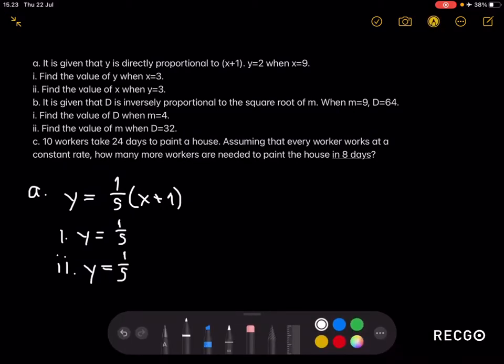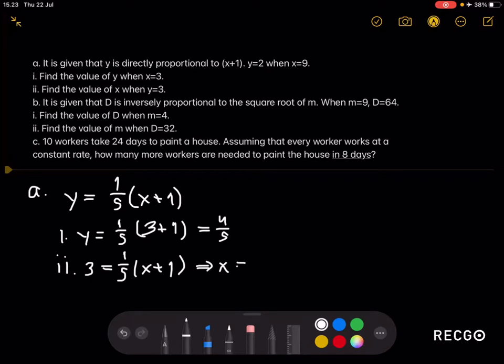So for example, when x equals 3, y will be equal to 1 over 5 times 3 plus 1, that will be 4 over 5. And when y equals 3, we can set this y to be equal to 3, and then just simply solve for x. Solving this, you'll get that x will be equal to 14.